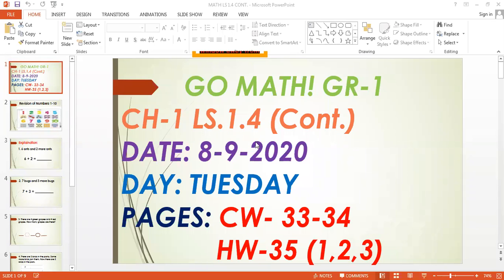The pages that we are going to do today are 33 and 34. These are the two pages that we are going to do, and today you have the homework. The homework page will be 35, question number 1, 2 and 3. I'll show you the pages.